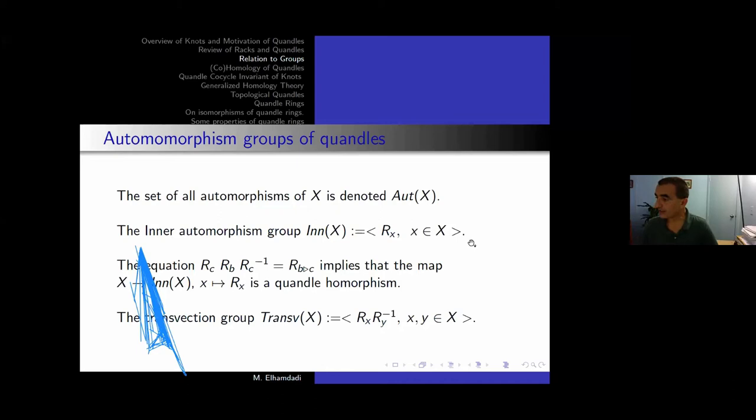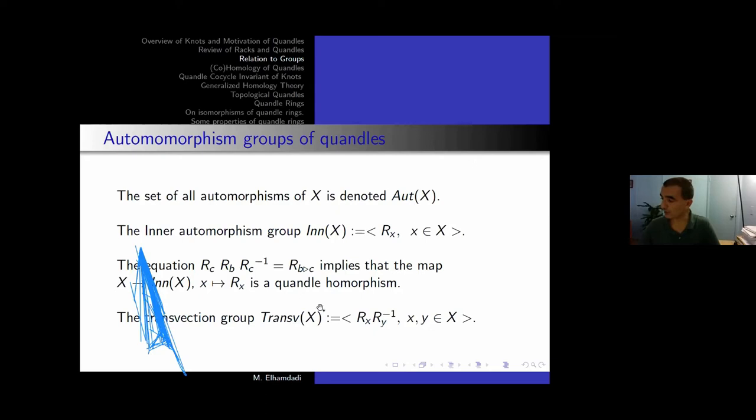There is another nice group within the inner group. It's called the transvection group. It's the group generated by R sub X, R sub Y inverse. One can check quickly that the inner group is a normal subgroup of the automorphism group, and also the transvection group is a normal subgroup of the inner group. And obviously one can take the quotients. Now, if you take the quotient of the inner group by transvection, basically you'll be forcing Rx to be Ry, then you get a cyclic group. Joyce calls it the transvection group.